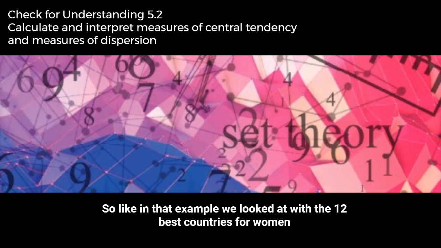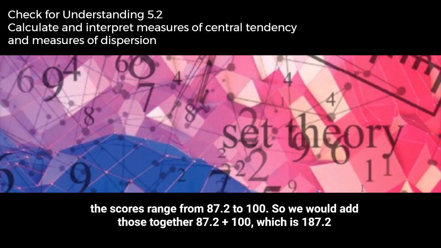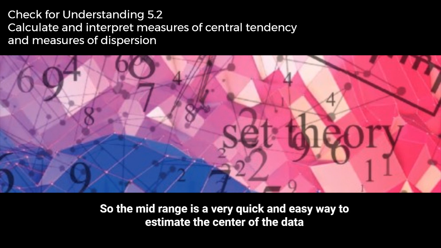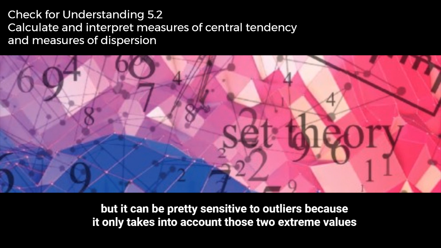Oh, okay. So, like in that example we looked at with the 12 best countries for women, the scores range from 87.2 to 100. So we would add those together, 87.2 plus 100, which is 187.2, and then divide that by 2, which gives us a mid-range of 93.6. Exactly. So the mid-range is a very quick and easy way to estimate the center of the data. But it can be pretty sensitive to outliers because it only takes into account those two extreme values.